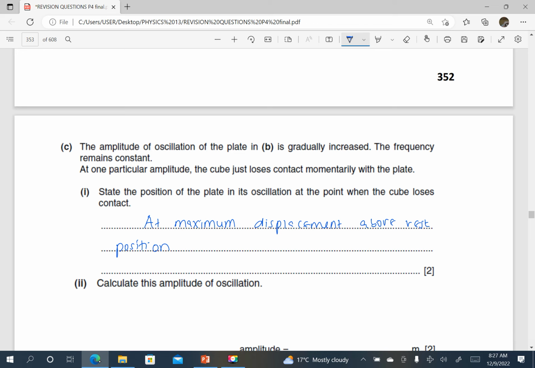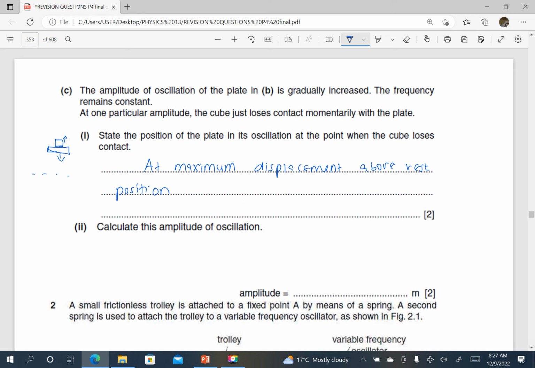What do I mean? If this is the equilibrium position, when the plate reaches the highest point in the process of starting to move downwards, there's a possibility of the cube to retain the speed which it has obtained from the moving plate momentarily before it now returns to fall downwards. So that is at maximum displacement above the rest position.